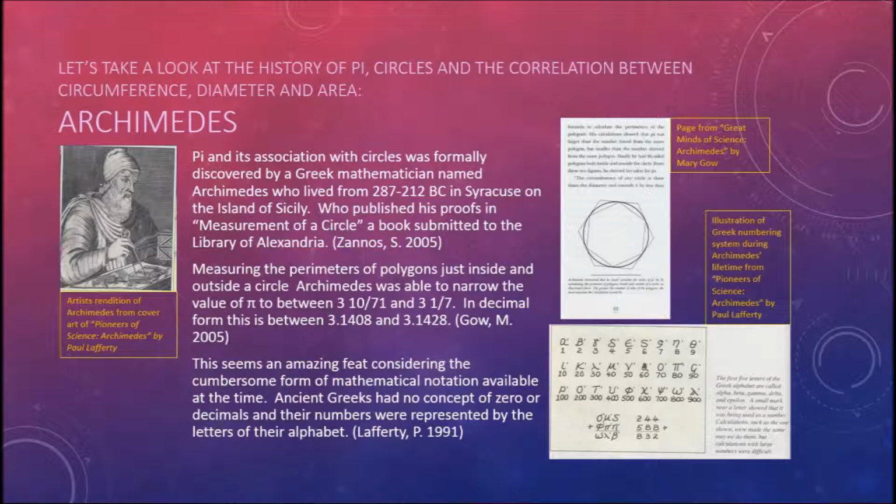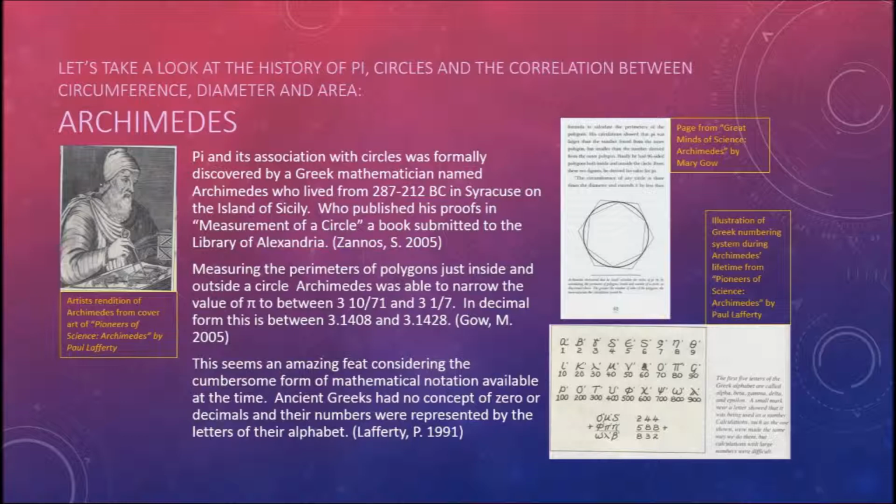He published his proofs in a book titled Measurement of a Circle, which he submitted to the Library of Alexandria. This is according to Sarah Zannos from a book of hers she published in 2005. Measuring the perimeters of polygons just inside and outside of a circle, Archimedes was able to narrow the value of pi to between 3 and 10/71 and 3 and 1/7. In decimal form, this is between 3.1408 and 3.1428, according to Mary Gow in a book she published in 2005.